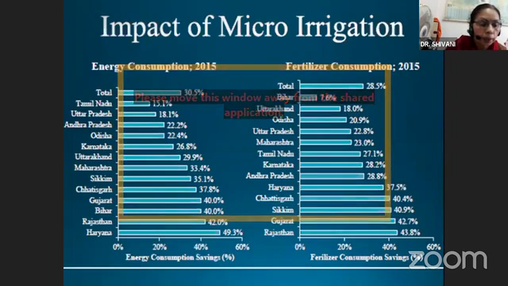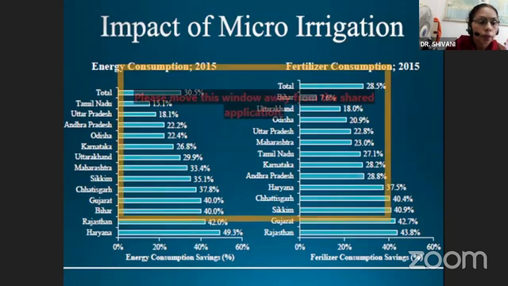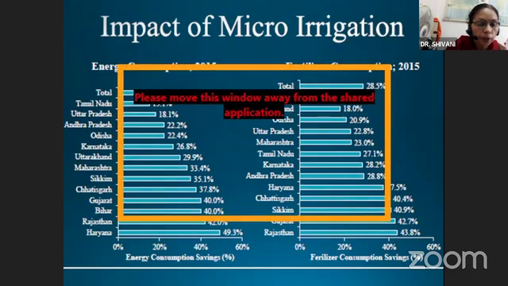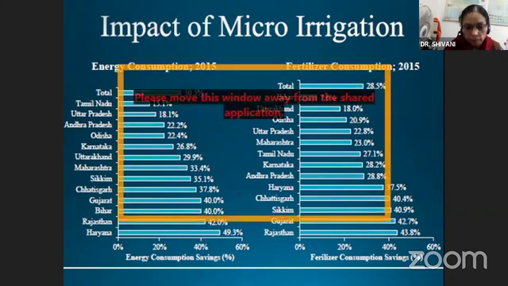By using sprinkler irrigation or drip irrigation or any type of micro irrigation, we can save energy consumption as well as fertilizer consumption. In this graph, you can see that Haryana is the state where 49.3% of energy consumption can be saved, and likewise fertilizer consumption is also saved by 43.8% in Rajasthan. Other states like Gujarat, Sikkim, Chhattisgarh, Haryana, Andhra Pradesh, and Karnataka are also using micro irrigation, and fertilizer and energy consumption are being saved there.